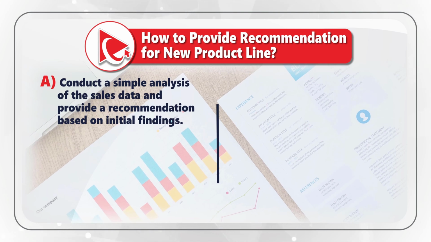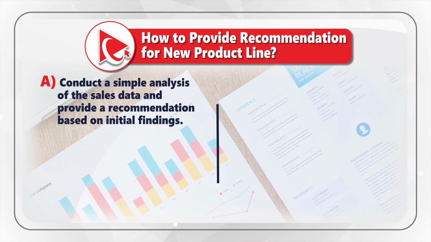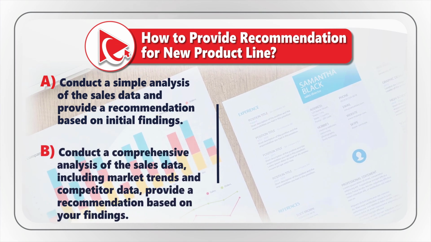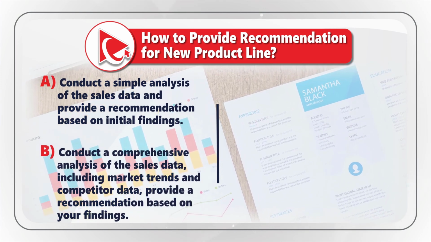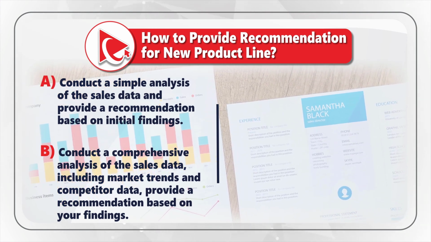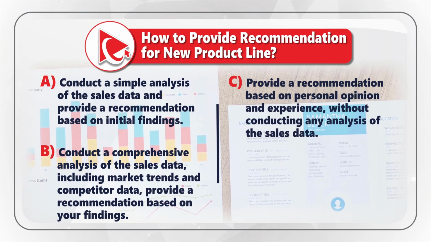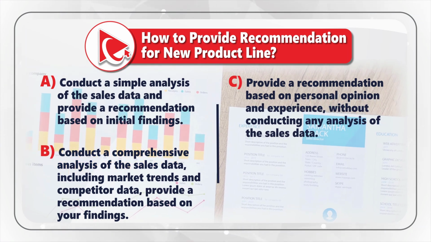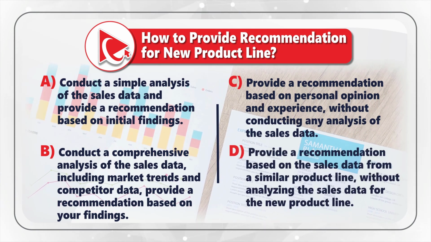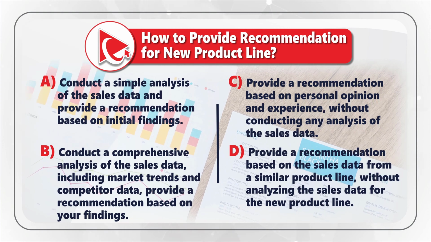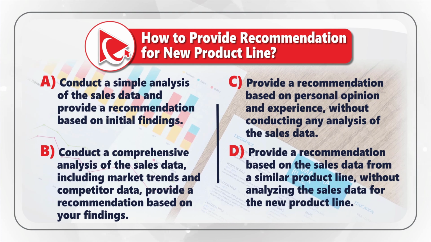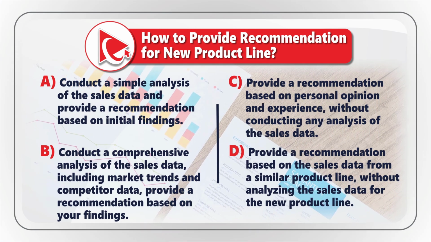Choice A. Conduct a simple analysis of the sales data and provide a recommendation based on initial findings. Choice B. Conduct a comprehensive analysis of the sales data, including market trends and competitor data. Provide a recommendation based on your findings. Choice C. Provide a recommendation based on personal opinion and expertise without conducting any analysis of the sales data. And last but not least, choice D. Provide a recommendation based on the sales data from a similar product line without analyzing the sales data for the new product line. Take a close look to see if you can select the correct answer.